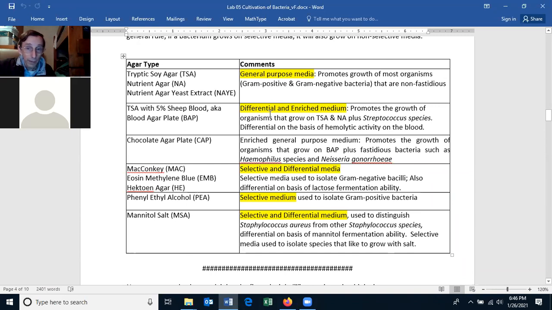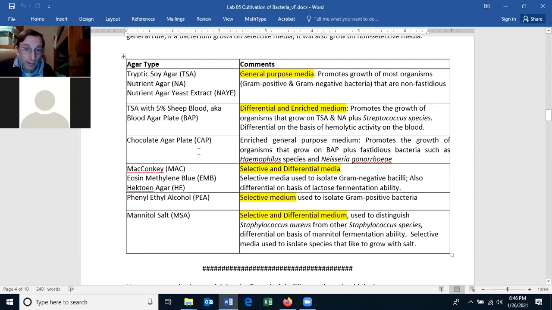Then there's enriched media like blood agar plates and chocolate agar plates. And blood agar is also differential, allowing you to see the differential hemolytic activity on the blood. The blood itself provides the nutrients to promote the growth of some fastidious organisms, and that's why it's enriched. Any question about any of that?